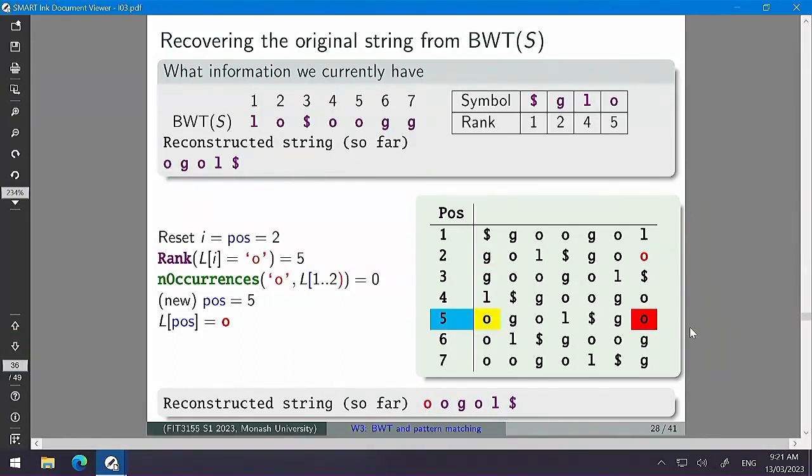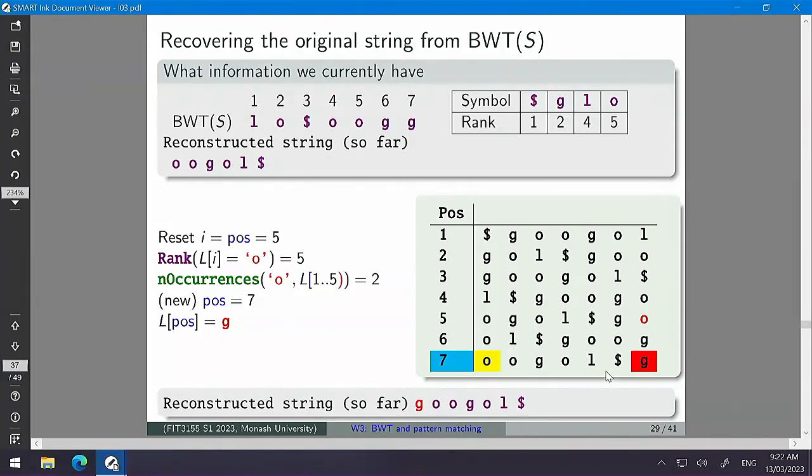Now we'll just complete this and show where it stops. Now that position is 5. What is the rank of O here? Again, it's 5. How many times have I seen an O from the start to before this position? It's 2 times. So 5 plus 2 is 7. So my next position would be 7. The character that comes before that would be in the last column. So I've recovered G.